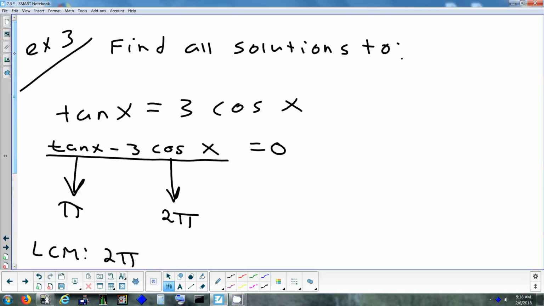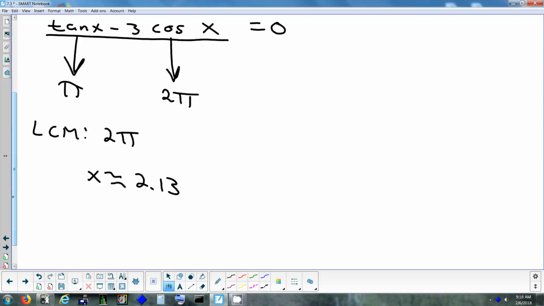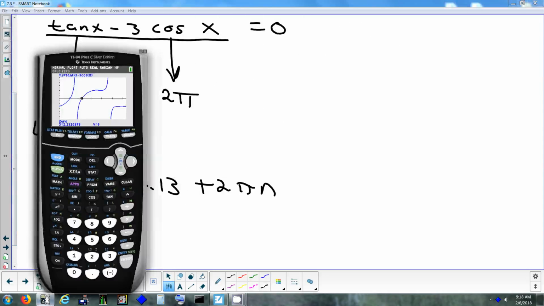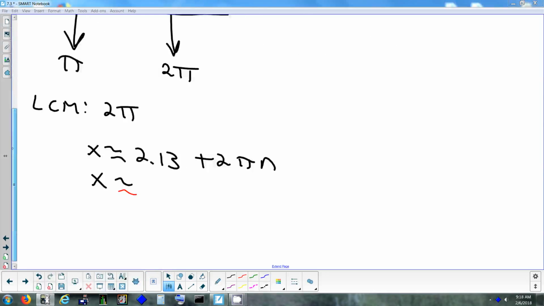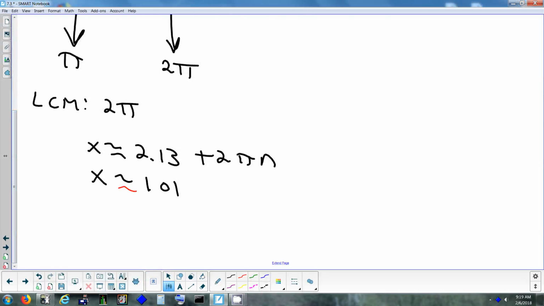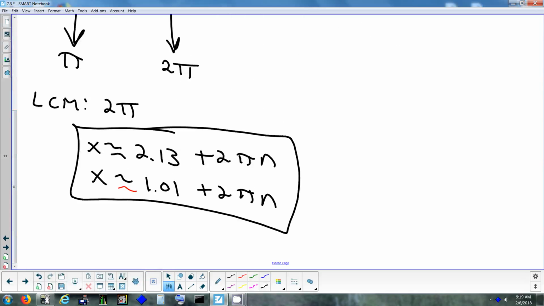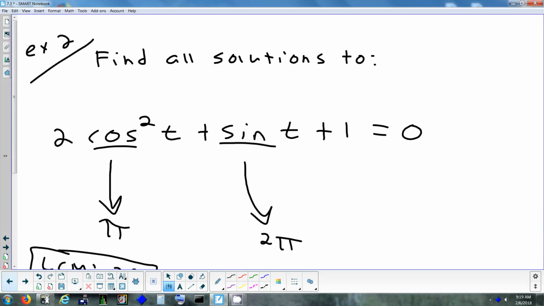Okay, directions. Find all solutions. So tell me how often that repeats. And you already did it, every cycle. 2 pi. Okay, does anyone have the other intersection point, Sam? 1.01. And that answer is also going to repeat every 6.28 radians. Okay. Questions on that one?